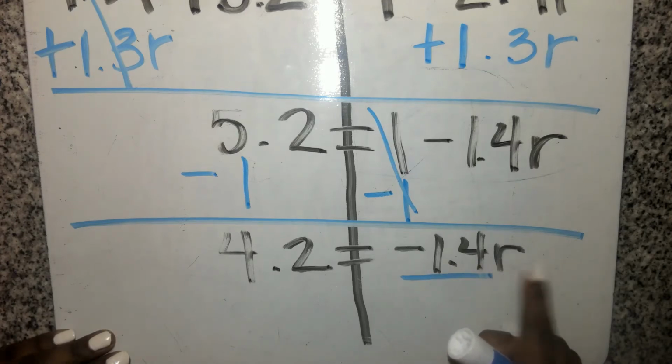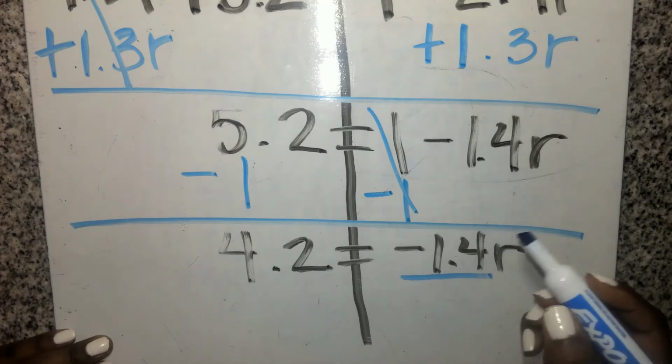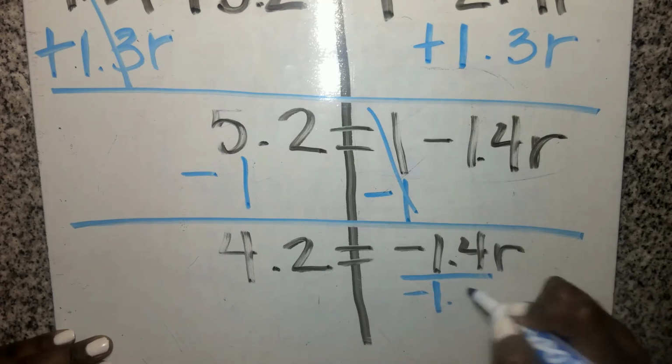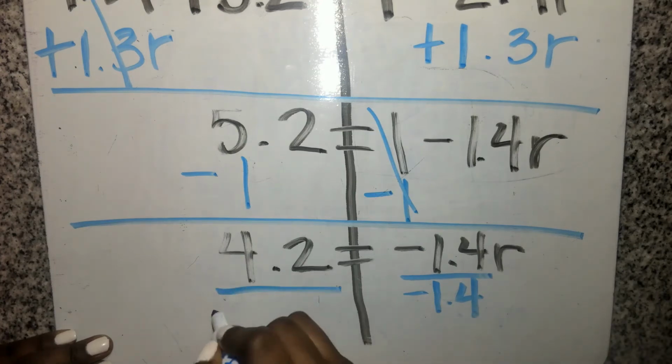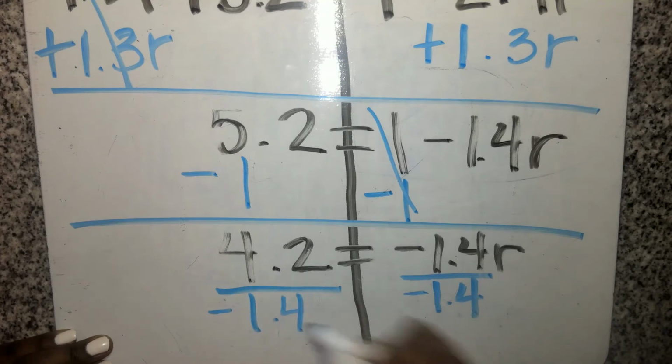Okay, and whatever we do to one side of the equal sign, we have to do it to the other. So we're going to divide by negative 1.4 here. So this cancels out, and after we've done our calculations, 4.2 divided by negative 1.4, we get negative 3 equals r.